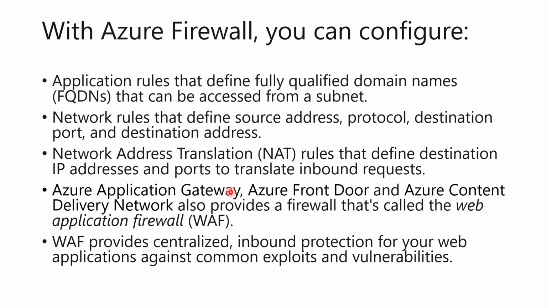Then we have Application Gateway, Azure Front Door, and Azure Content Delivery Network, which also provide a firewall called a web application firewall, or WAF. These two points are very, very important from the exam perspective. Sometimes they will ask you to pick which service has WAF. Not all services have WAF. So you can say Application Gateway will definitely have a WAF.